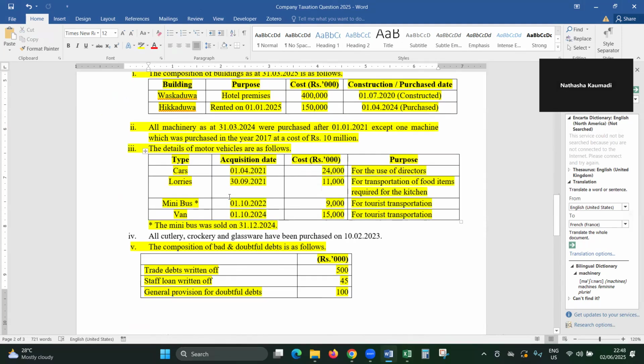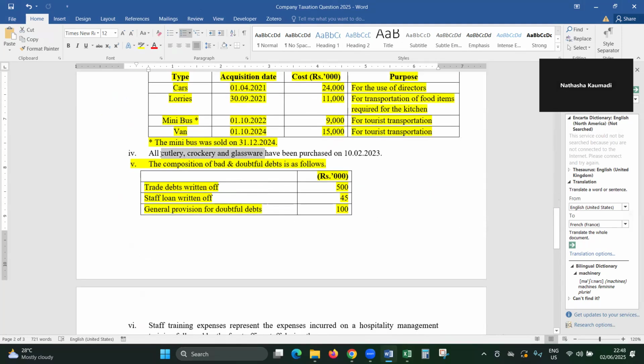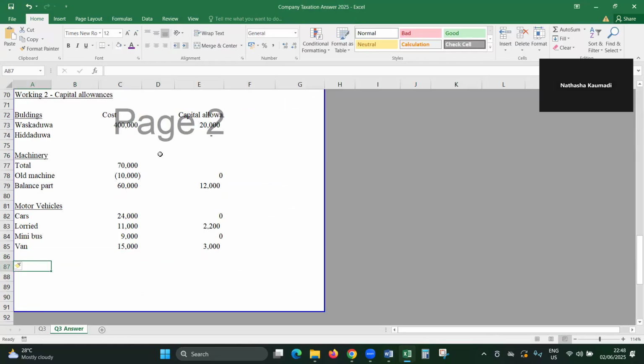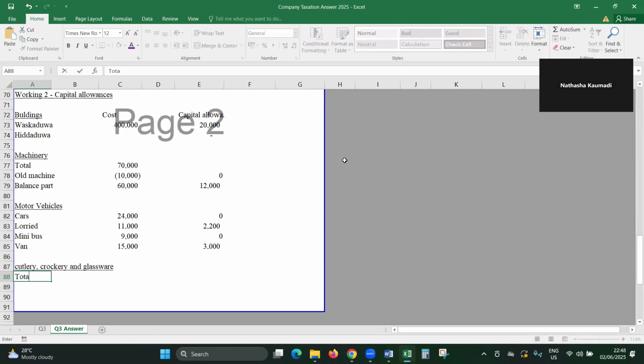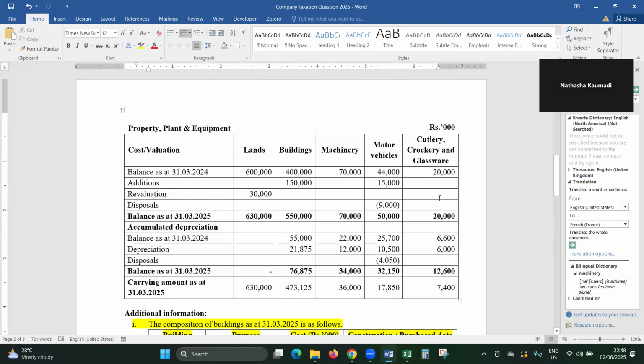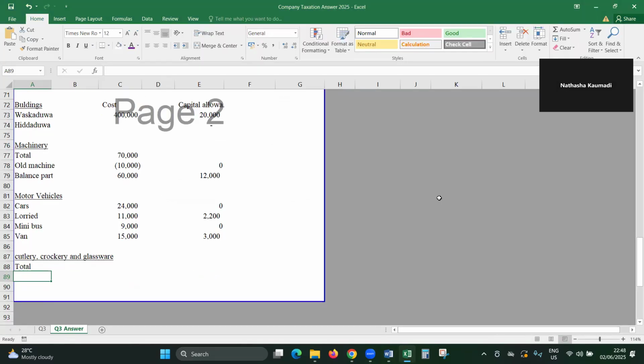And then you have cutlery, crockery, and glassware. It's straightforward. It says those are purchased on 10th February 2023. That means still we can claim capital allowances because you have more years in the 5 years range. So you can take the total cost together. Total cost is 20,000. So if you divide this 20,000 by 5, 4,000, that is the capital allowance.